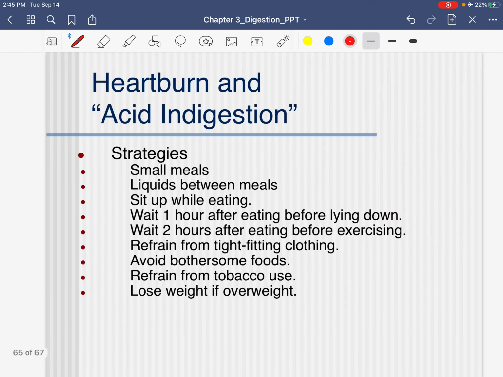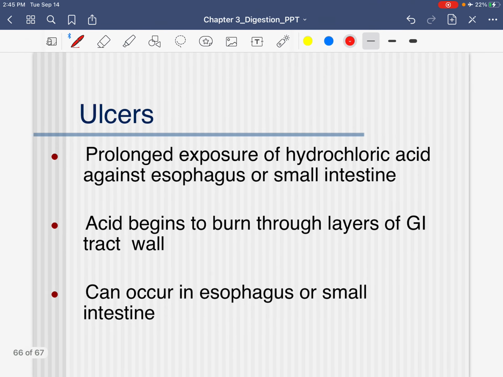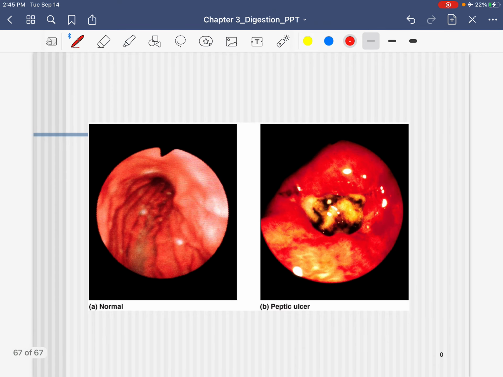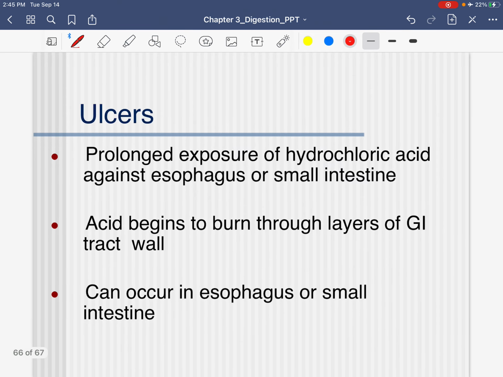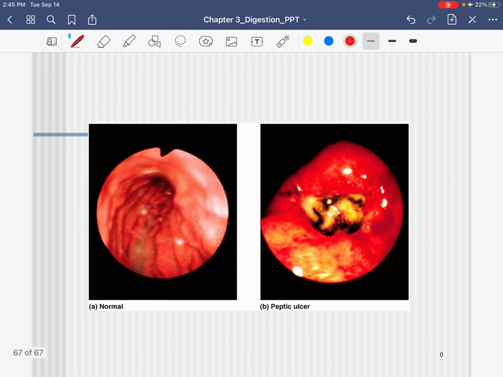You can read about heartburn and acid in Digestion. I'm not going to go over it. We have enough to know. You can also read about ulcers, particularly a peptic ulcer, when hydrochloric acid from the stomach comes back up the digestive tract and burns the lining of your esophagus, but you don't need to know those. Focus on the GI organs and the accessory organs, structure and function.